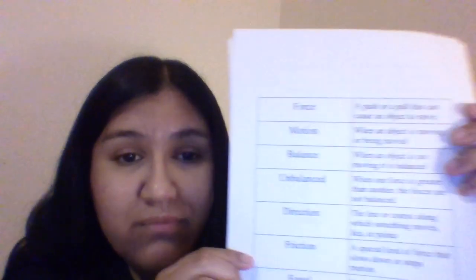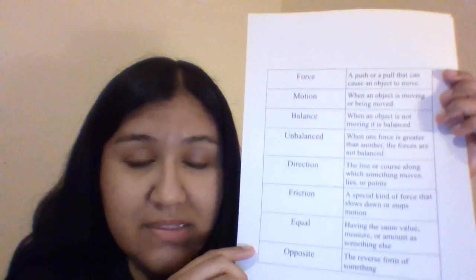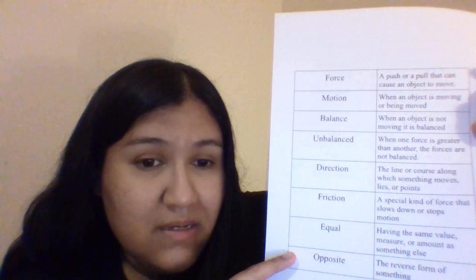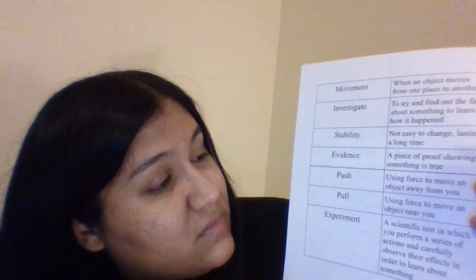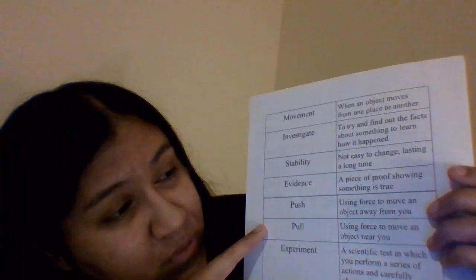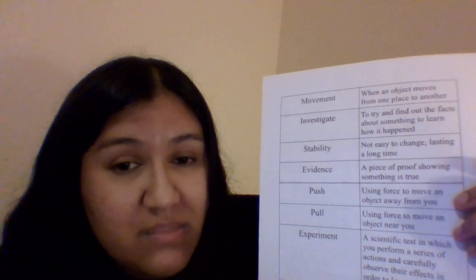I also have 15 vocabulary terms, flashcards, or cards for a word wall. Just some basic terms: force, motion, balance, unbalanced, opposite, equal. Just some common, interchangeable terms that can have the same meaning but can be phrased differently throughout the lesson. And here we have more: movement, investigate, stability, the difference between a push and pull and what they do and how they're similar as well.